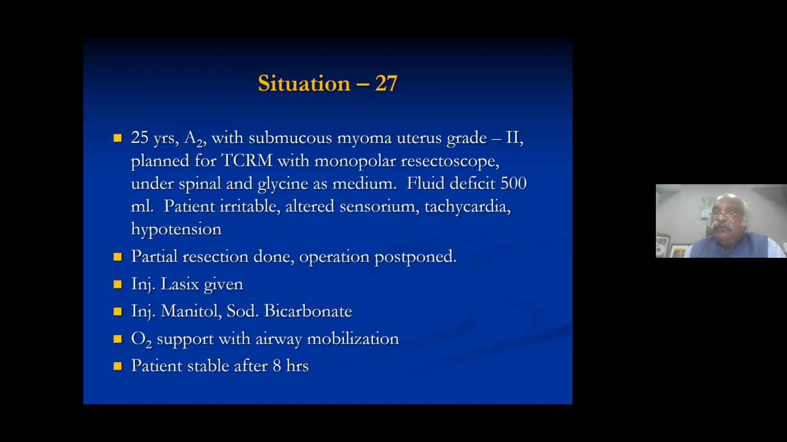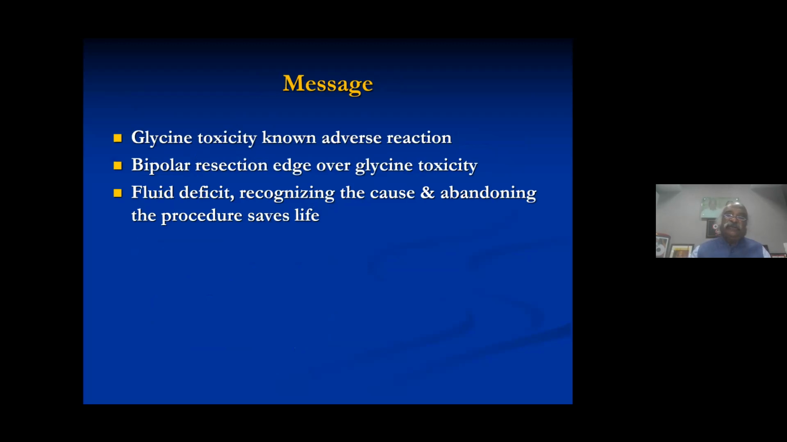And more important, when glycine is being used, it is a dangerous drug. It can have ammonia toxicity, and a fluid deficit of more than 750 ml is precarious. So glycine toxicity is a known adverse reaction. With bipolar resection and avoiding glycine toxicity, recognizing the fluid deficit and abandoning the procedure saves life. One advantage of spinal anesthesia is that the patient will show symptoms earliest, compared with GA.